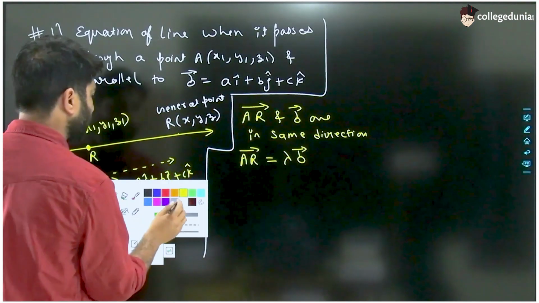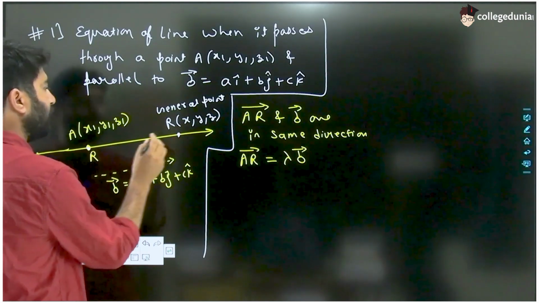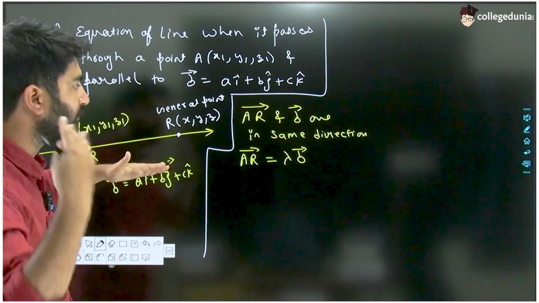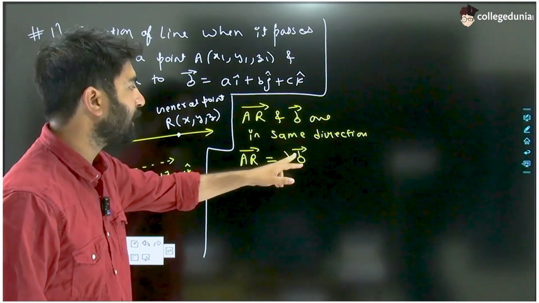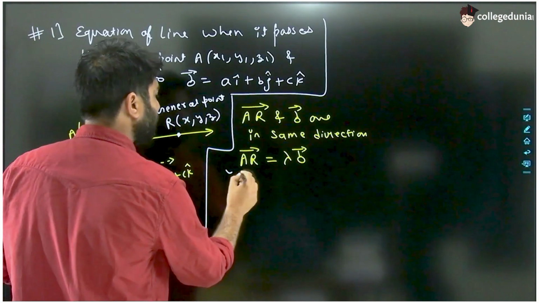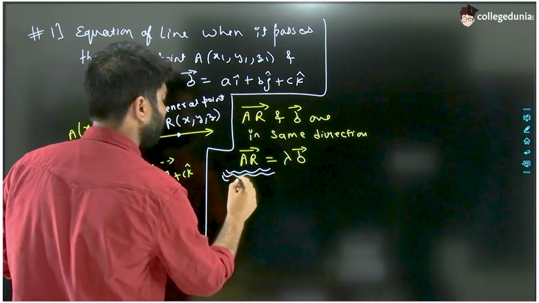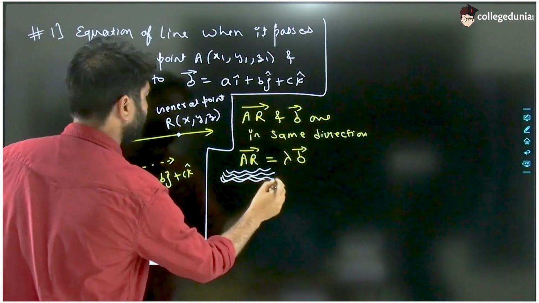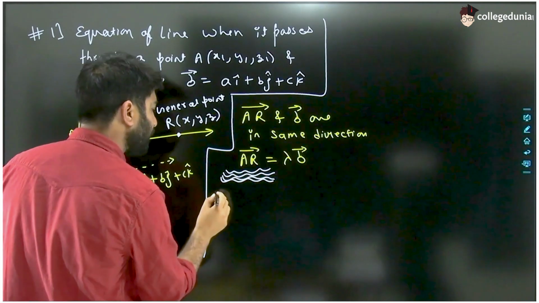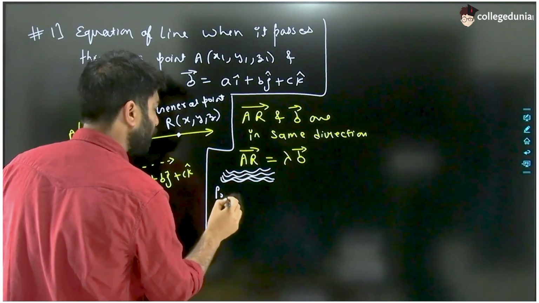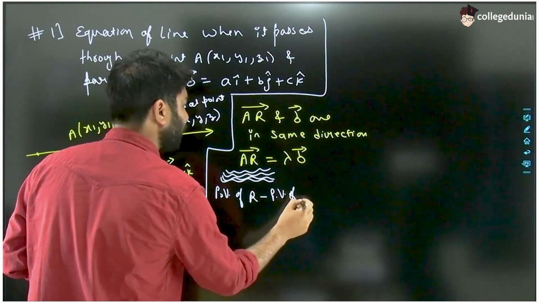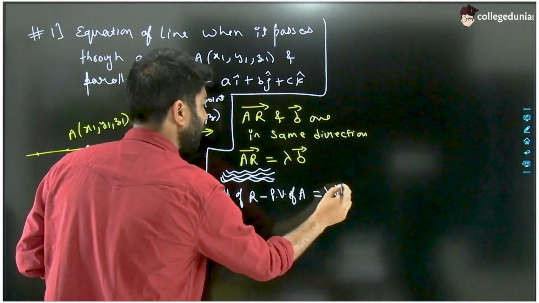Okay. So now we have this point A and a general point R on this straight line, and this AR and vector B both have the same direction. So AR vector is lambda times B. Lambda can be any real number, right? So now what should be the vector AR? This AR was made by joining point A and point R. So we can say this AR is the position vector of R minus the position vector of A, which is equal to lambda times B.